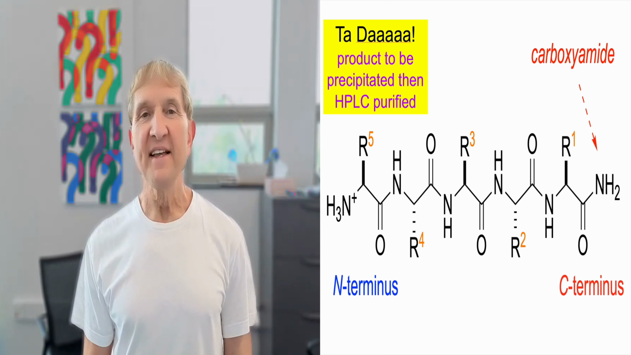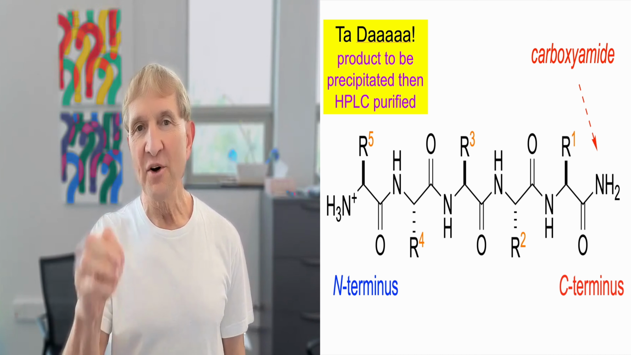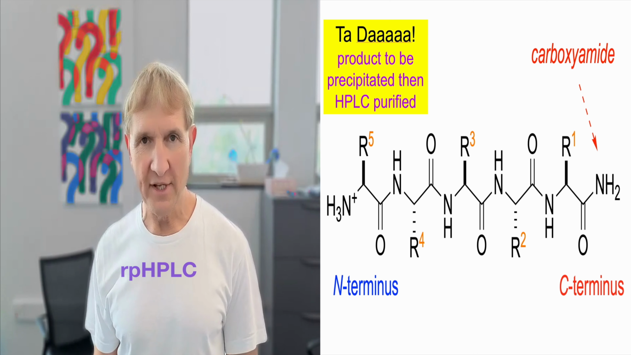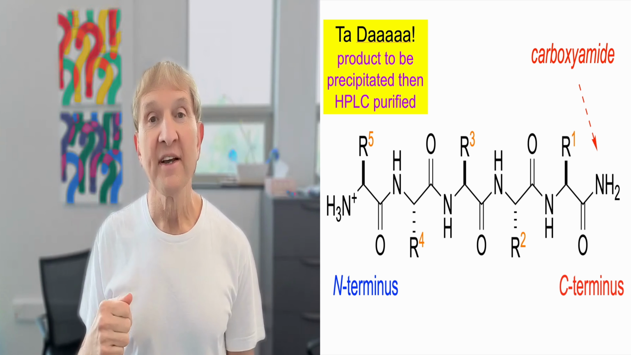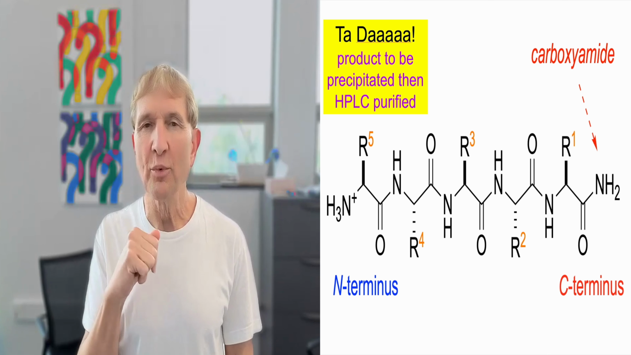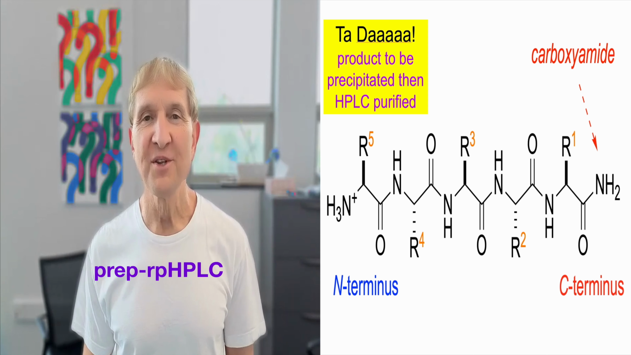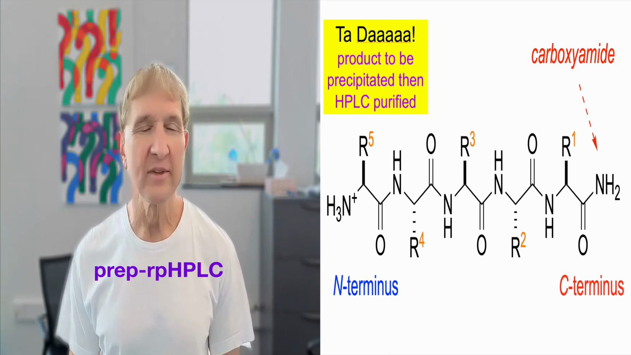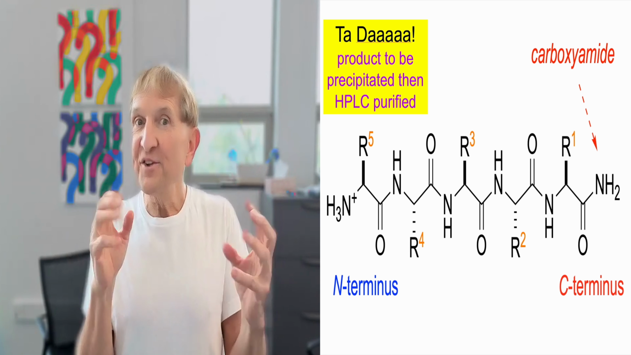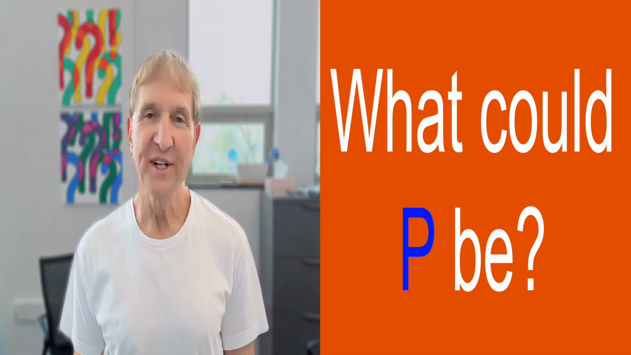That product is typically precipitated from ether and then dissolved up again and put on a reverse phase HPLC column. Of course, first, you would do an analytical HPLC to see the purity of your product. If it's good enough, then you would go to the prep column, use more solvent, more time to purify your final product. Let's look at that protecting group, which I've called P, and I've let you in on the secret.